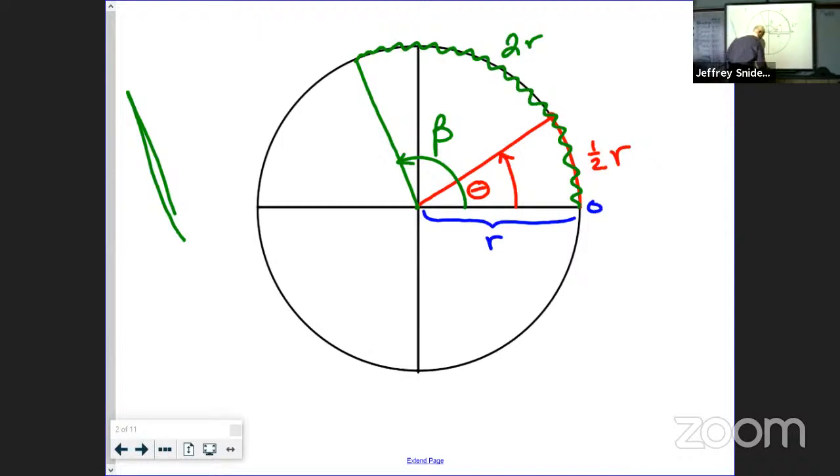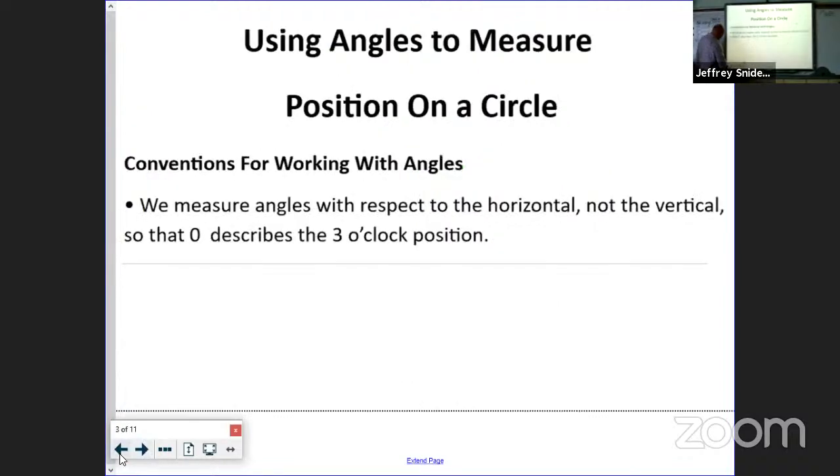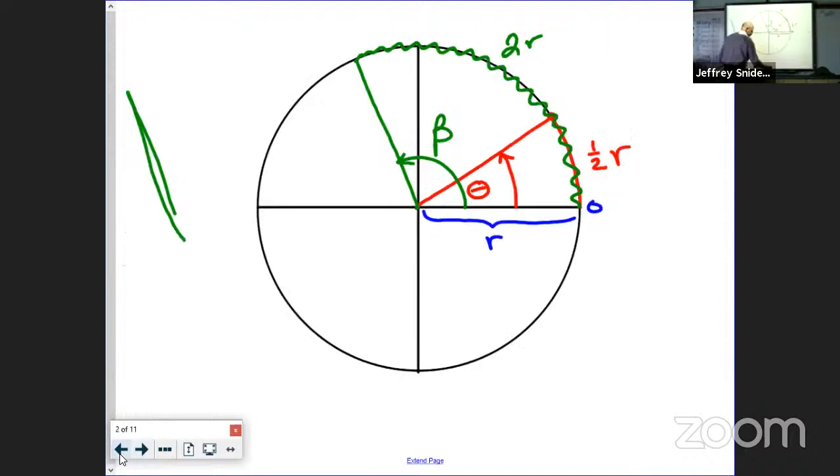Let's change this now. I don't have another circle like that. We'll do one more here. We'll change this now and make this an actual value. Let's say that this radius is 50. Doesn't matter what unit it is. Feet, inches, does not matter.